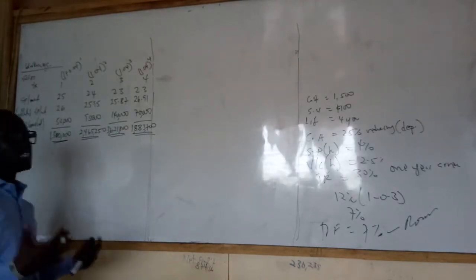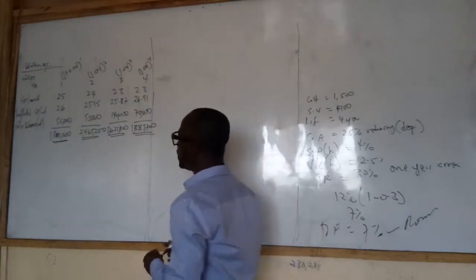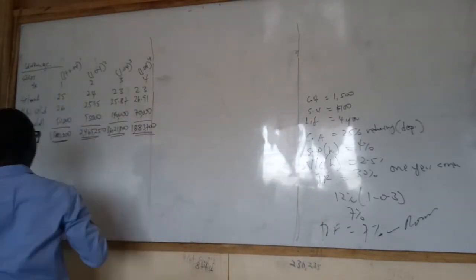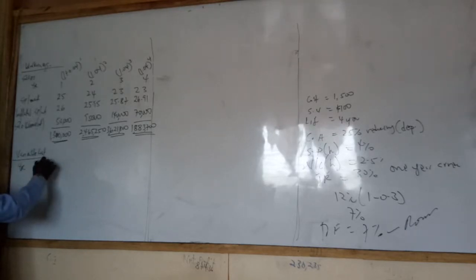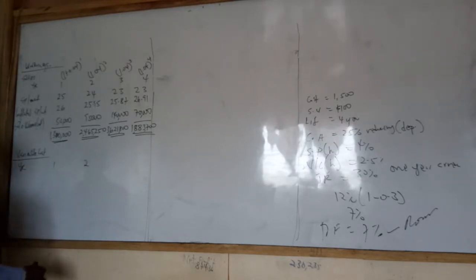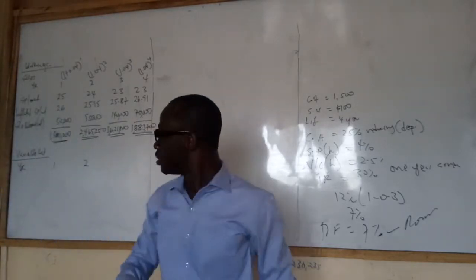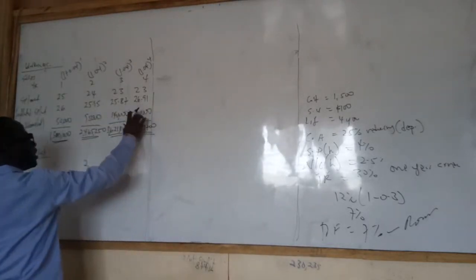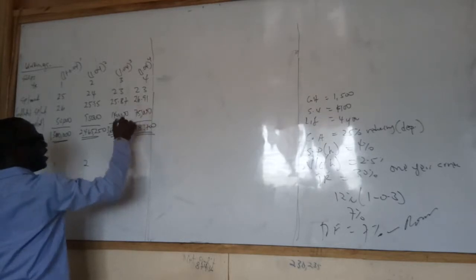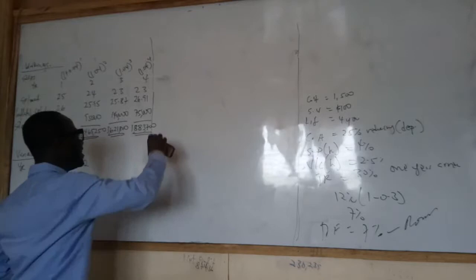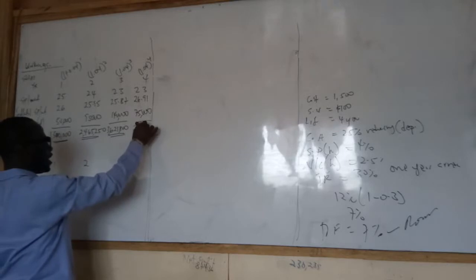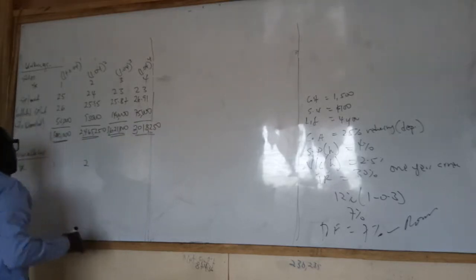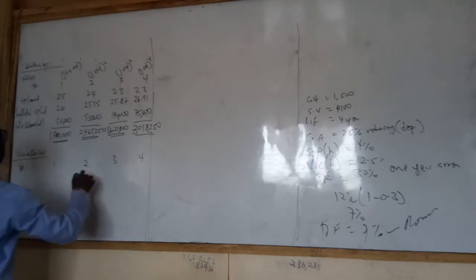Okay, so that's the sales volume. Then we come to the second thing, variable cost. We apply the same approach. For year 4, the unit is wrong. It's 75,000. Let's go.